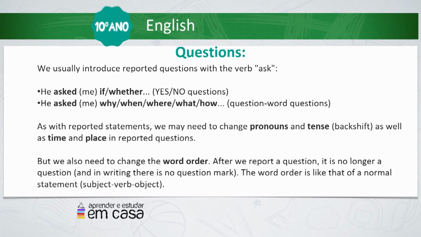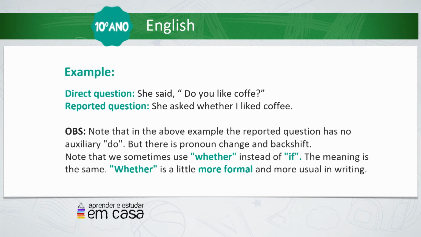But we also need to change the word order. After reporting, a question is no longer a question, and in writing, there is no question mark. The word order is like that of a normal statement: subject, verb, object. Let's see an example. In a direct question we have, she said, "Do you like coffee?" Notice, it is a question, right? But in a reported question we say, she asked whether I like coffee.